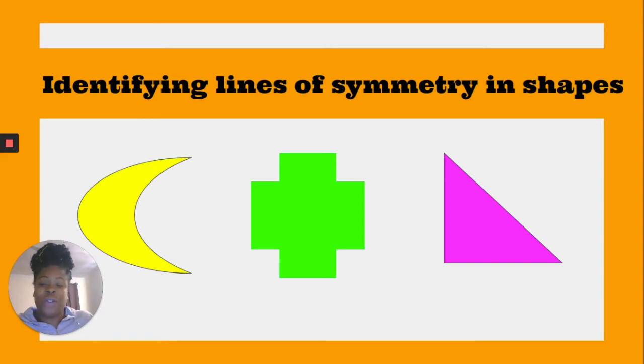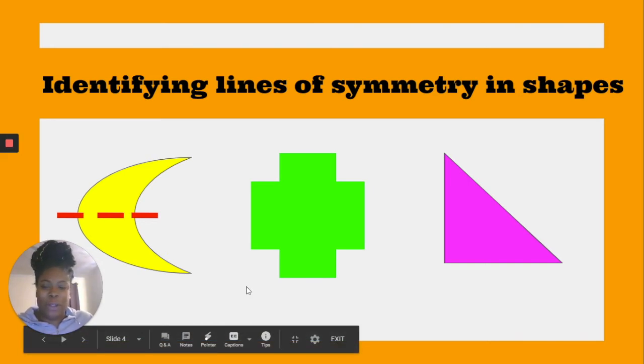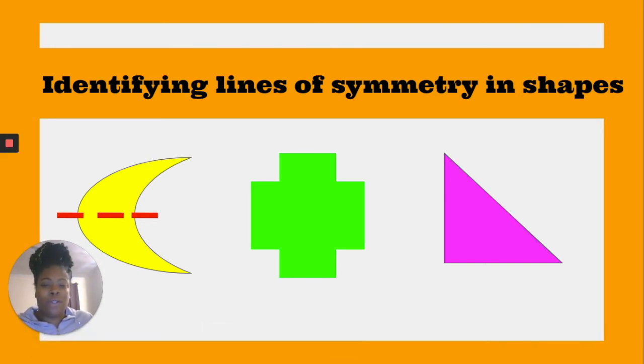All right, you should have drawn a horizontal line of symmetry. Excellent. The top of the shape and the bottom of the shape are congruent, the same size and the same shape. Now let's go to our cross or our plus sign, whichever you choose to call it. And you should have drawn a vertical line to show that they are congruent on both sides. But you could have also drawn a horizontal line to show that they are congruent from the top and the bottom. So this shape has two lines of symmetry.